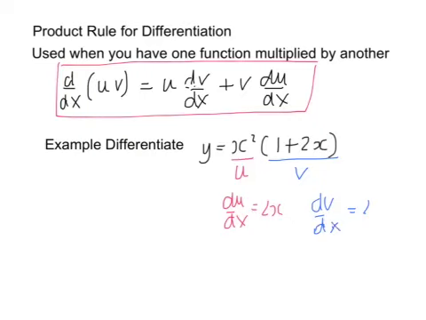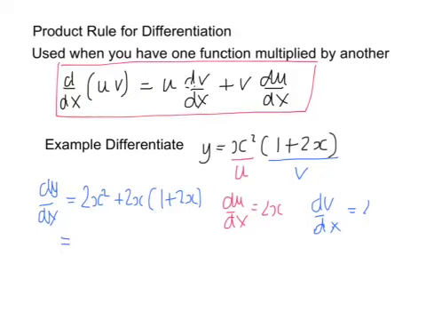Okay, so to come over on this side, and we'll write what dy by dx is. Randomly using my blue pen, but it doesn't really matter. So we've got u times dv by dx, so that's x squared times 2, so we'll write 2x squared. And then v times du by dx, so that's going to be 2x times 1 plus 2x.